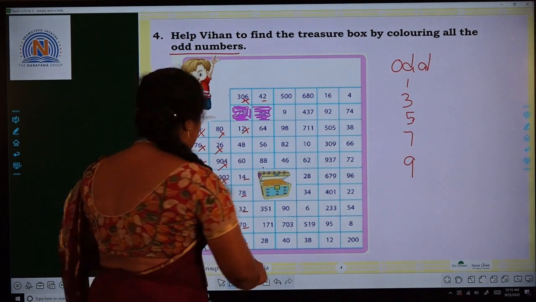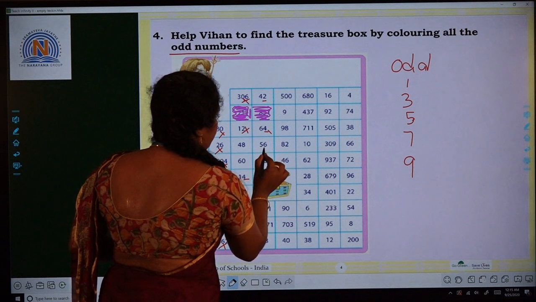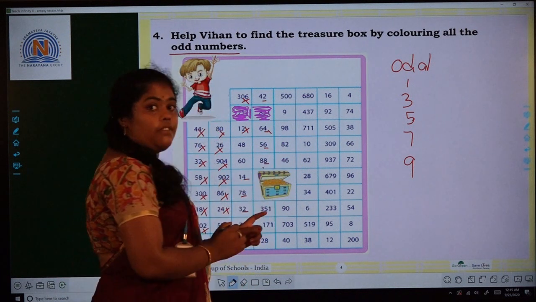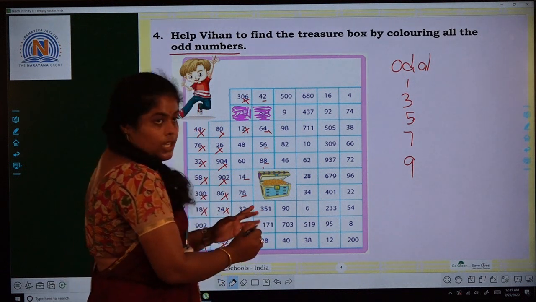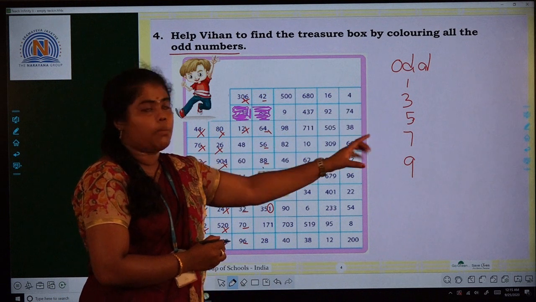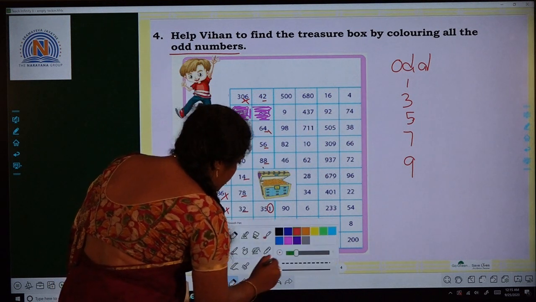Next, moving on to 64. In the ones place the digit is 4. Next, here 56. 6 is there. 8. Next, 351. In 351, 1 is in the ones place. It means it is an odd number because 1 is in the ones place. So we have to color 351.